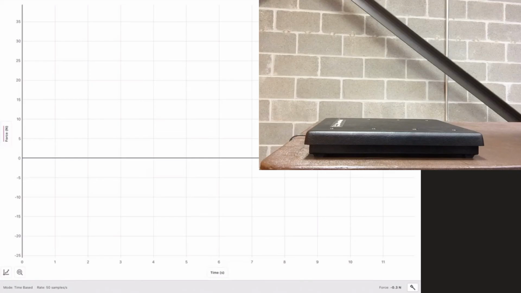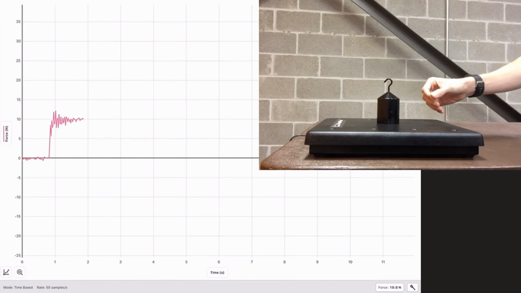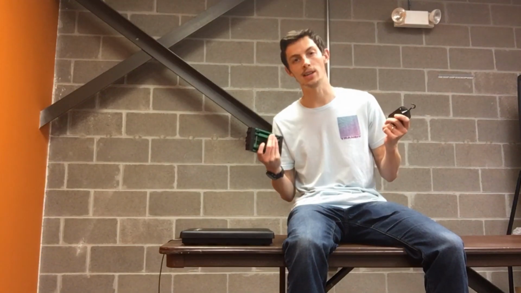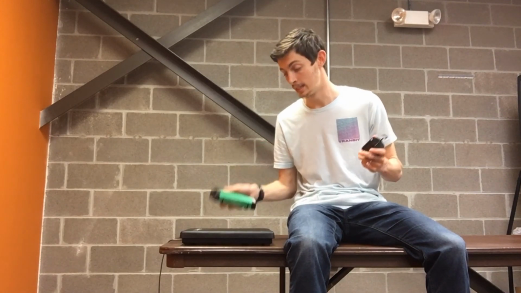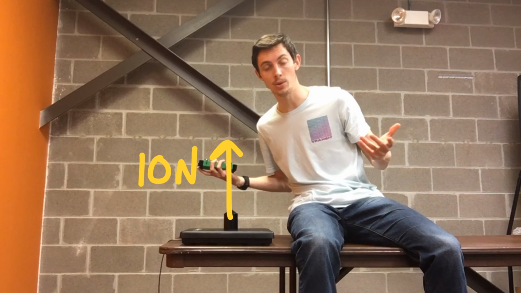Well, this time, let's do it again. Let's take our weight and we're going to put it on the scale and see what it reads. What is it? Oh, you guys are too good. It's 10 newtons. So the normal force is 10 newtons. Okay, so maybe these were a little easy. Normal force is 5 newtons. Normal force is 10 newtons.